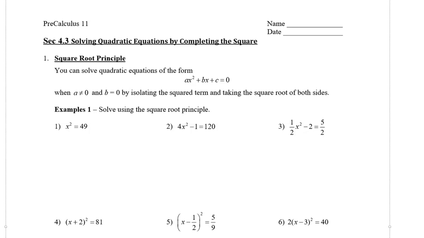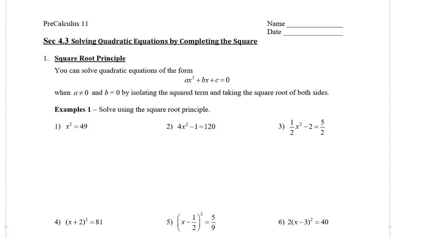In this lesson, I'm going to show you how to use the square root principle to solve questions that involve a square. So when you have a quadratic equation in the form ax squared plus bx plus c, where a doesn't equal 0 but b does, then you're only going to have an ax squared term and a c term. So we can solve these by isolating the squared term and then taking the square root of both sides. So let's take a look at this.